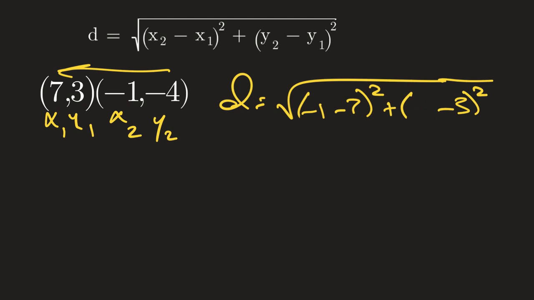And I also need to take my -1 out and put a -4 there. So again, my apologies. So be careful. Be careful. Okay? -1 minus 7, there's my x values. -4 minus 3, there's my y values.